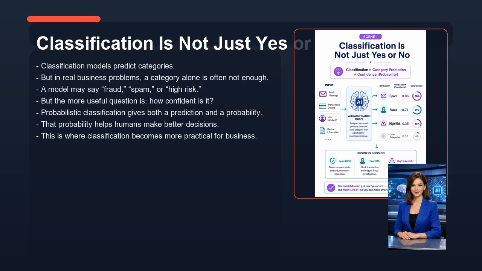Classification models predict categories. But in real business problems, a category alone is often not enough. A model may say fraud, spam, or high risk. But the more useful question is, how confident is it? Probabilistic classification gives both a prediction and a probability. That probability helps humans make better decisions. This is where classification becomes more practical for business.